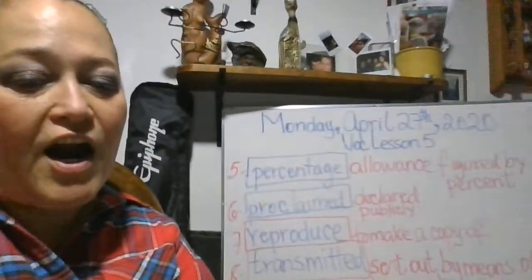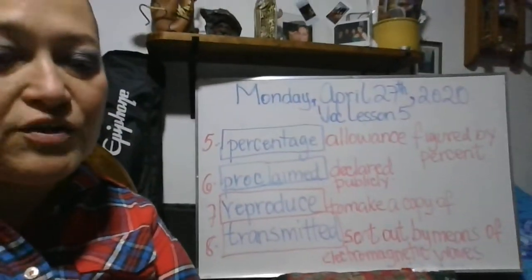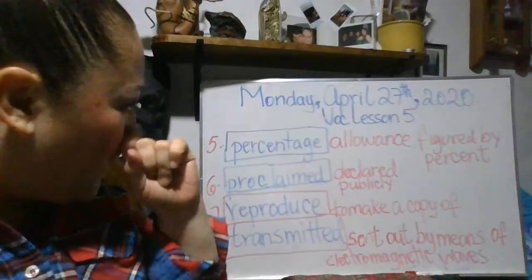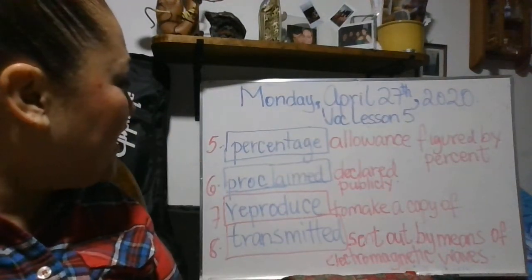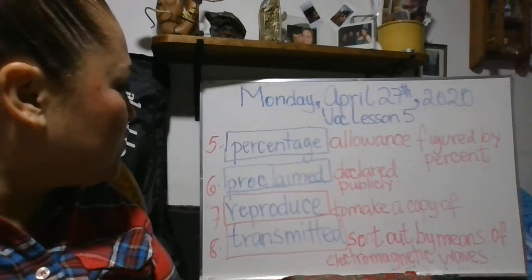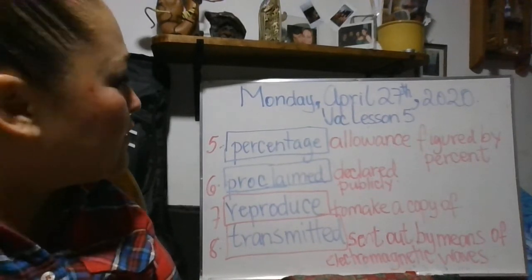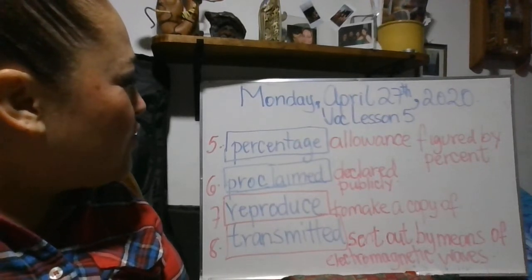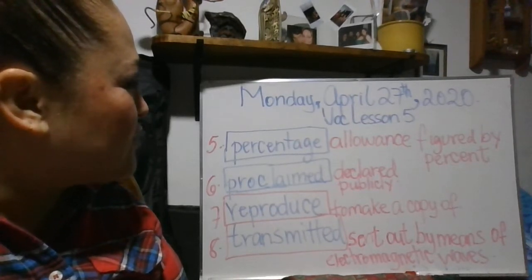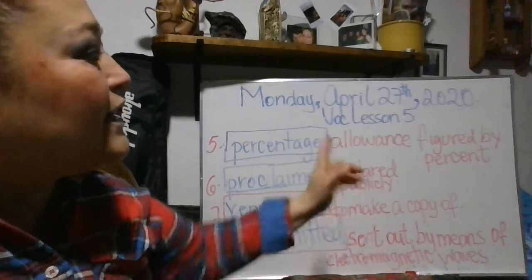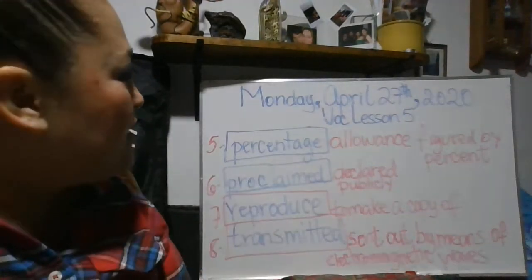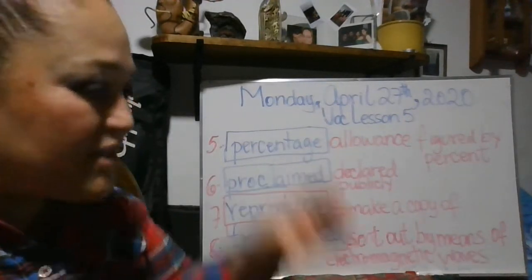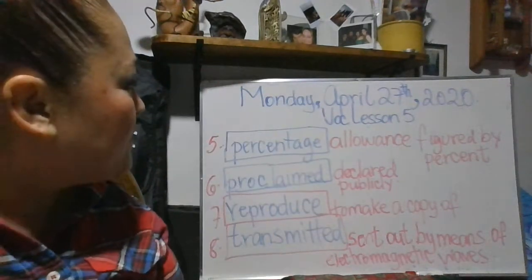So the words are percentage, proclaimed, reproduce, and transmitted. What does it mean? Percentage, it's allowance. When you are figured by percent, okay? Allowance figured by percent. That is a percentage of something.